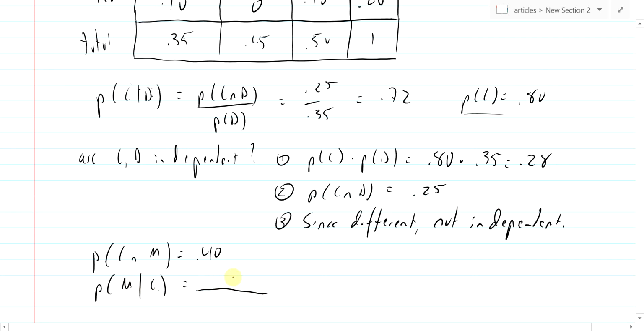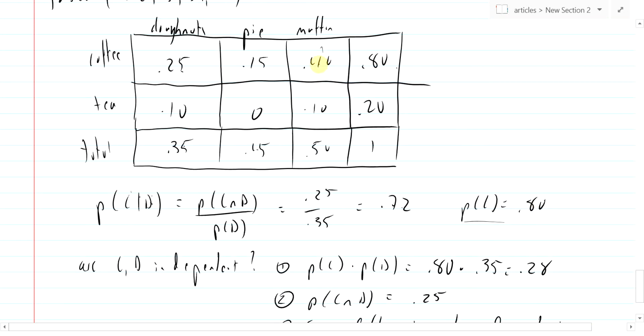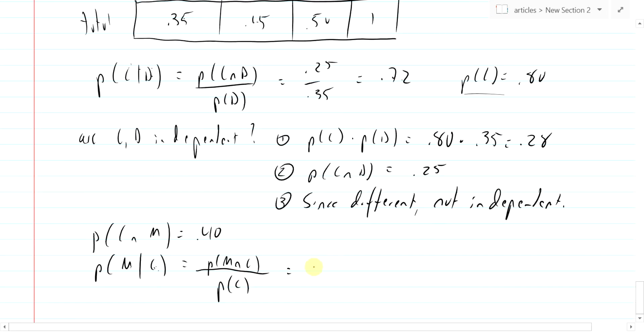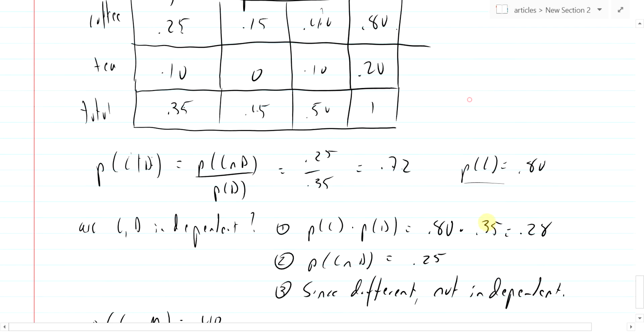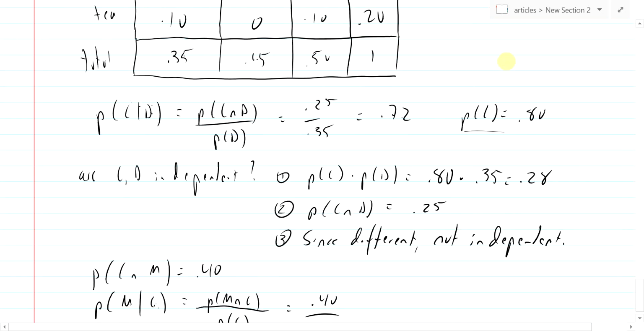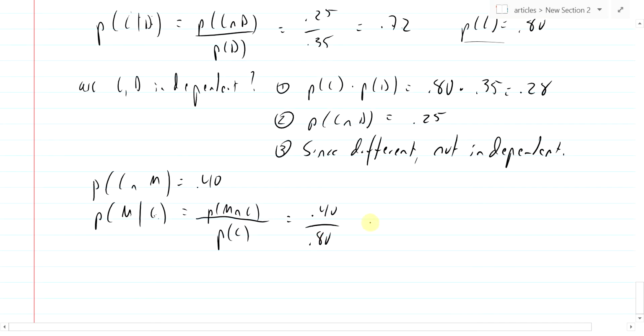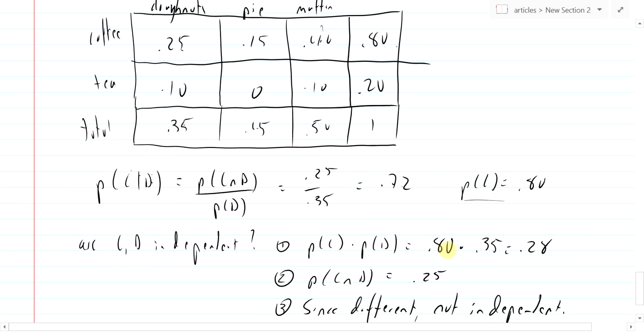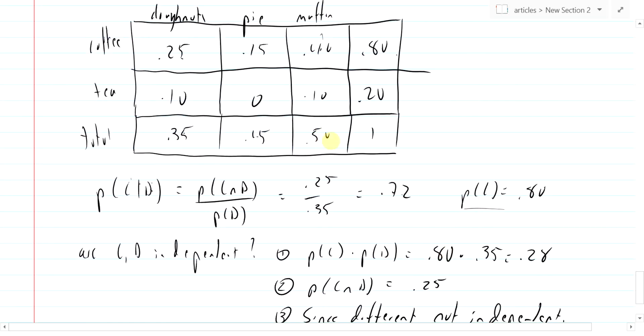So what is that? Well, that's going to be the probability of muffin intersection coffee over the probability of coffee alone. Muffin intersection coffee we know is 40%. What's the probability of having coffee? The probability of having coffee is 80%, so 0.80. So that's 1/2, 50%. What's the probability that someone in the store has a muffin? Well, that's also 50%.